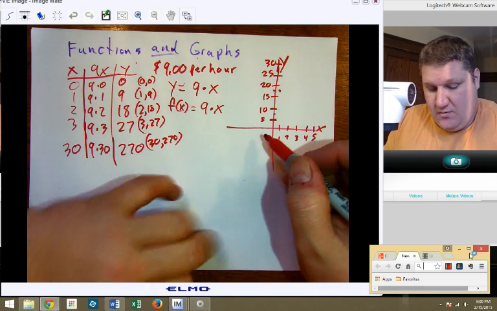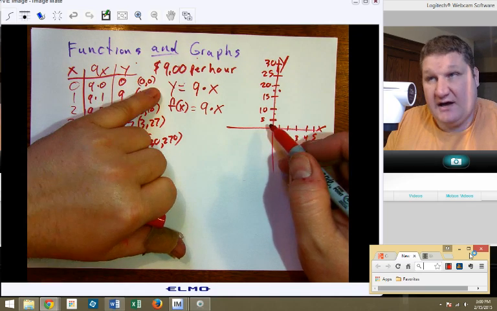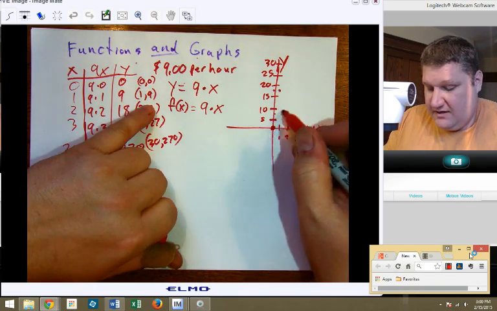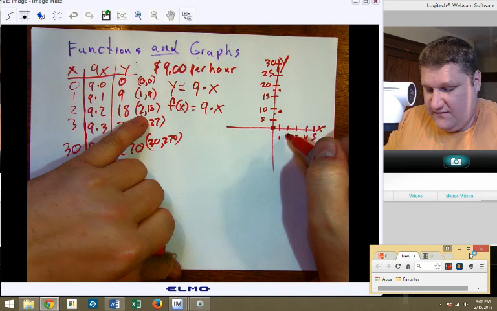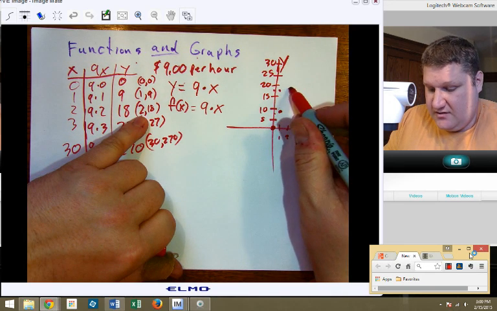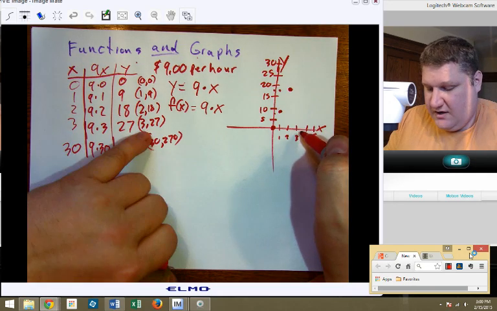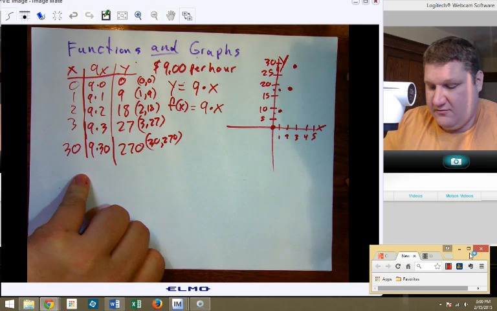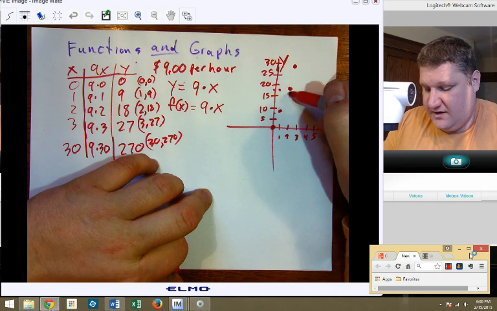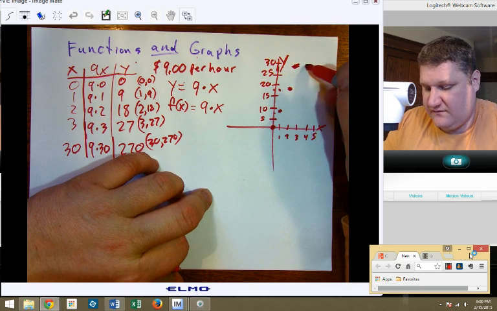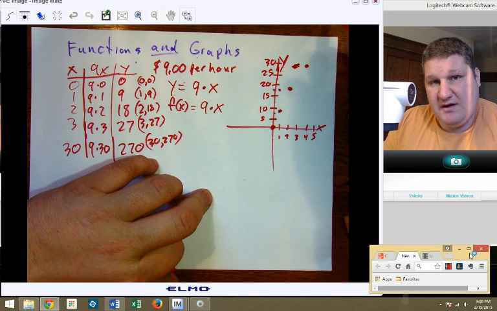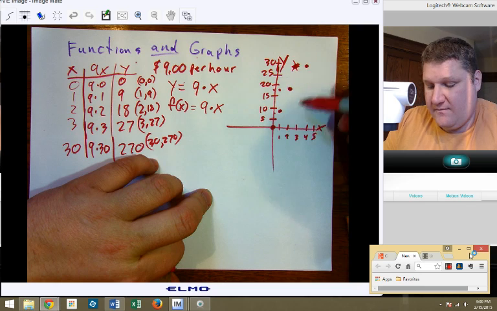So here we go. If I don't work any hours, I don't make any money, 0, 0. If I work 1 hour, I make $9. If I work 2 hours, I make $18. If I work 3 hours, I make $27. Now, obviously, for 30 hours, it's going to be up. I did not move over far enough on this last dot. If I worked 30 hours, I would be way, way up here.